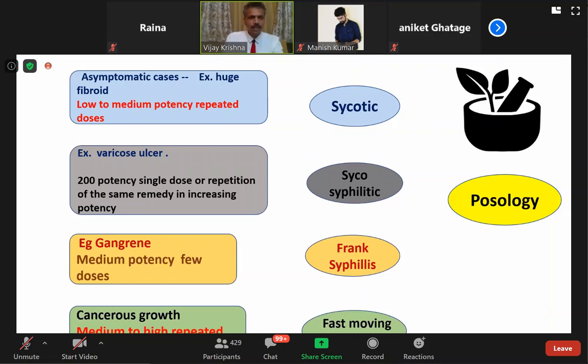Her HB was low, HB is improving. Vomiting was there, vomiting is reducing. And what I meant here is, we are giving repeated doses. So this is with the posology. Especially when you have big growths, a single dose will not be sufficient. You may have to repeat it because the vital force needs to be stimulated, and you'll have to repeat it very often.